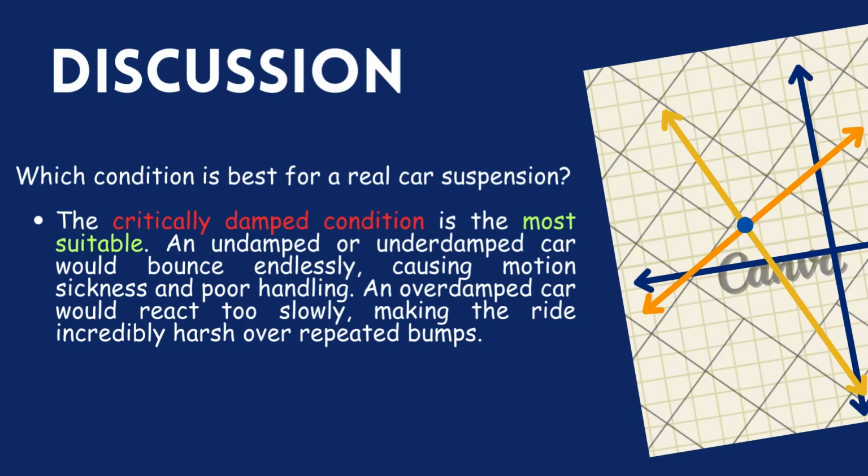So, which condition is best for a real car suspension? The answer is the critically damped condition is the most suitable. This is because an undamped or underdamped car would bounce endlessly, causing motion sickness and poor handling. An overdamped car would react too slowly, making the ride incredibly harsh over repeated bumps.